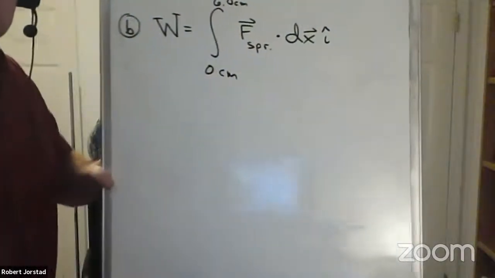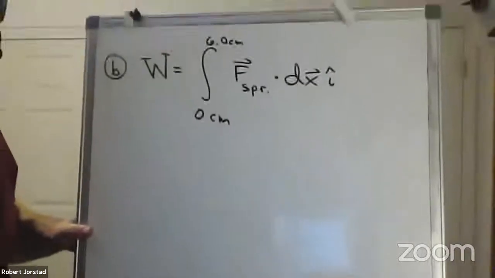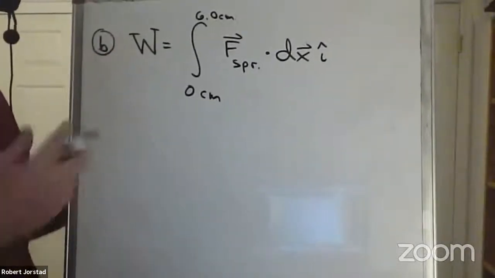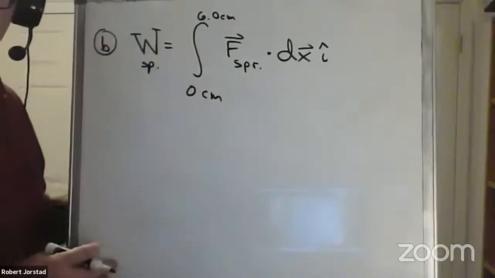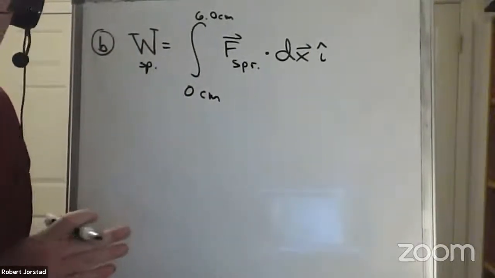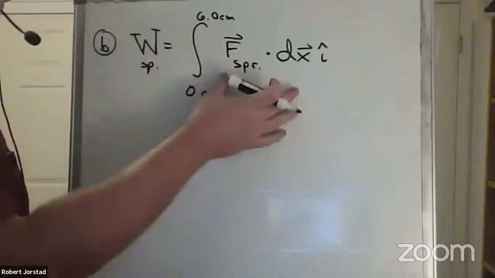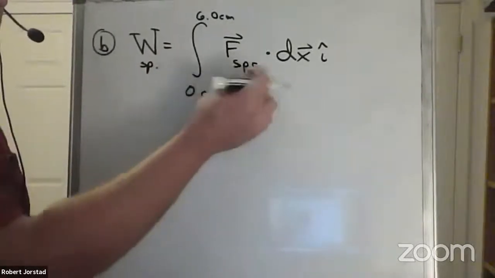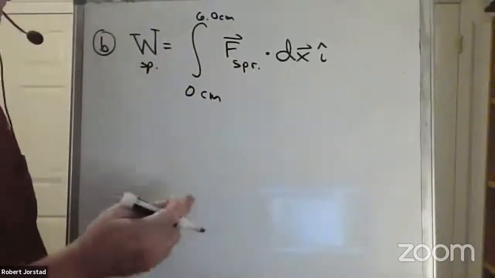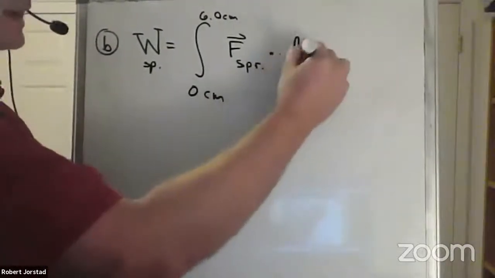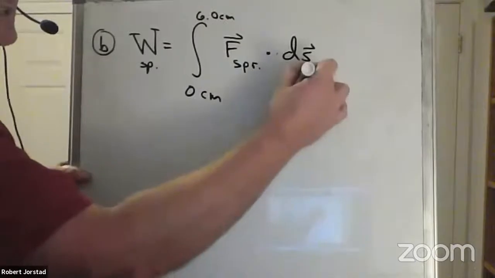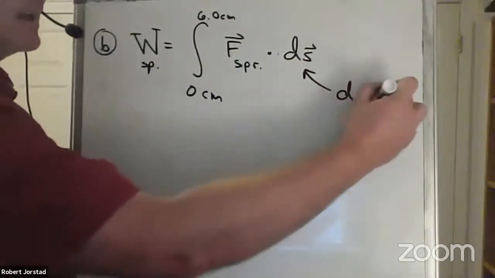All right. Let me just get this a little bit higher there. This is what we were asked to do. This is the work done by the spring. Any questions about what I did there? This is just the definition of work, always the integral of force times displacement. Now, maybe you're wondering, why didn't I write ds? I could. Well, ds in this case is just dx in the I hat.